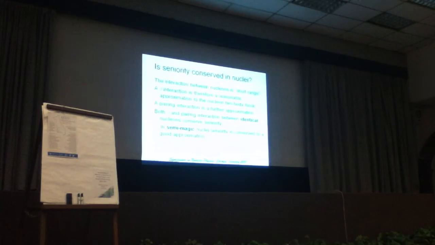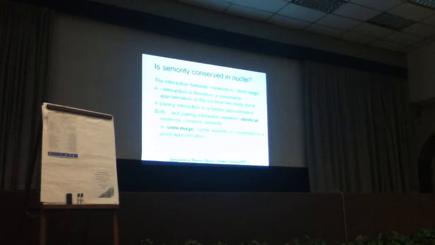Okay, so then, is seniority conserved in nuclei? This is also textbook material. An interaction between nucleons is short range. A delta interaction is a reasonable approximation, and a delta interaction conserves seniority. One can show that. A pairing interaction is a further approximation. I have shown that a pairing interaction conserves seniority.